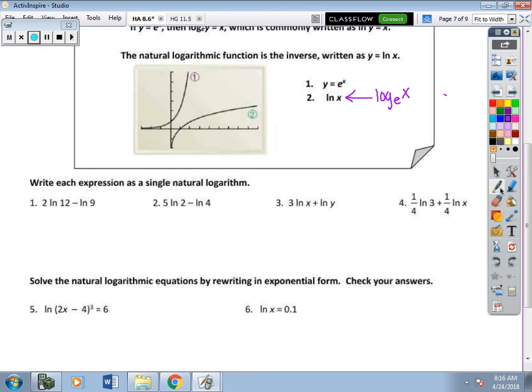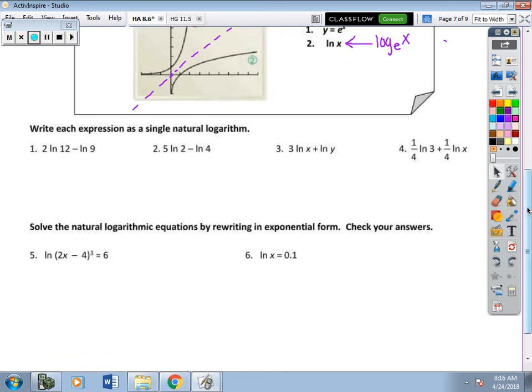And remember, the inverse graphs always are reflected across the line y equals x. So you can see the two of them. But we're not going to focus on those graphs. We're just going to focus on solving today. So numbers 1 through 4 just ask us to rewrite each expression as a single natural logarithm. So we'll use our properties.